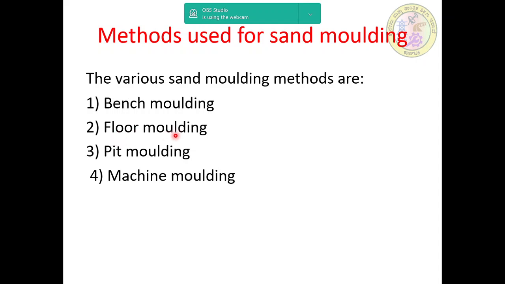Next we'll go for floor molding. Floor molding is preferred for large size molds that cannot be carried out on benches. In most of the foundries, molding is carried out on floors irrespective of the size of the jobs. Almost all foundries will go for this floor molding. Next type is pit molding.